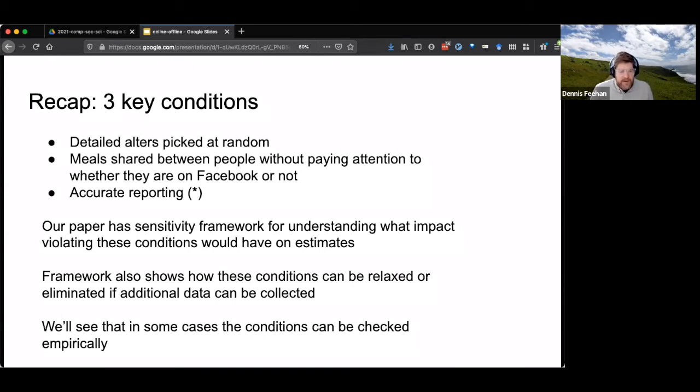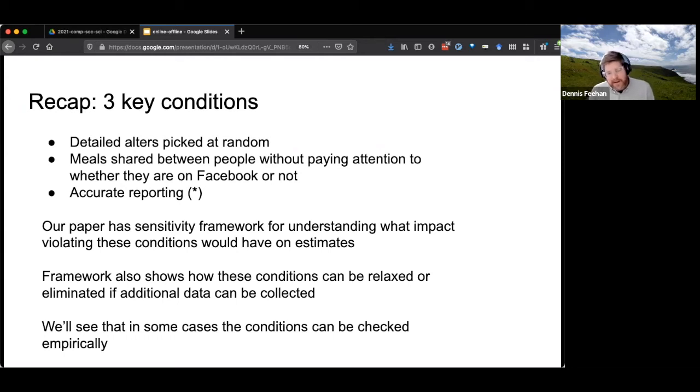The first condition is that the detailed alters are a random subsample of the respondent's network members. The second assumption is that people don't pay attention to whether or not they use Facebook when they decide whether to share meals with each other. And the third assumption is that reporting is accurate.